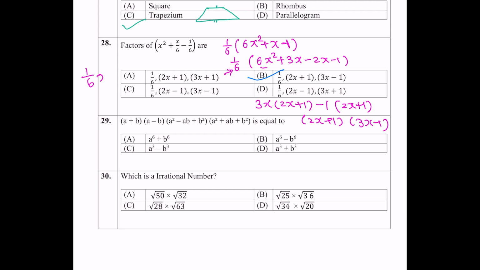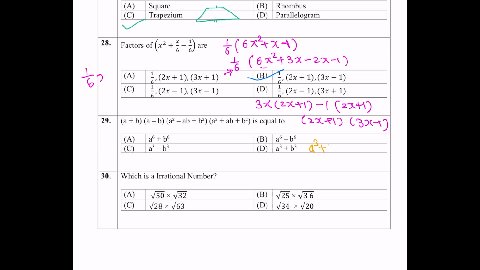Now question number 29. In this question, this expression is given. Maybe someone can try by multiplying this, then again multiplying this, then again multiplying this. But it takes a lot of time and kills the time for the other questions. So for this question you can use two formulas.